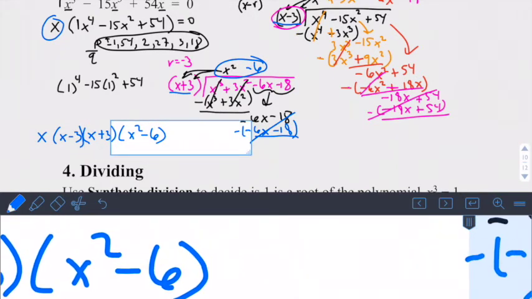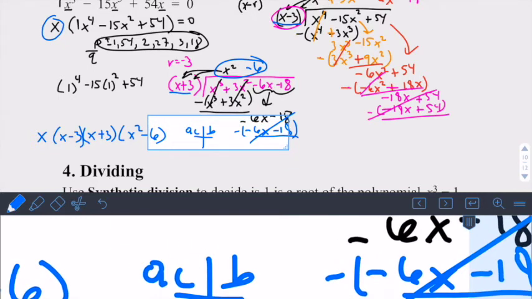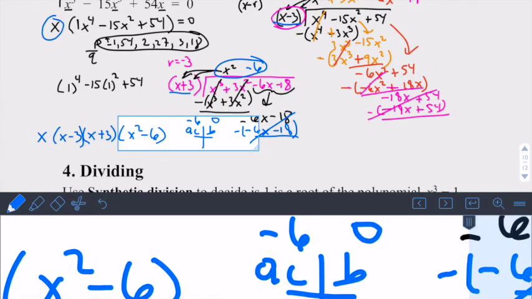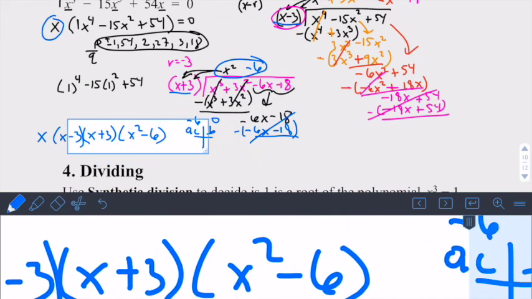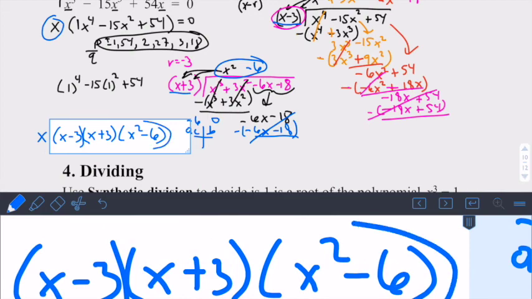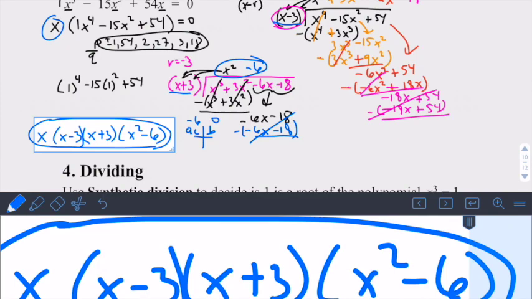Okay, and now I want to try and factor x squared minus 6. Well, if I factor it with my AC and B, my AC, 1 times negative 6, is negative 6, and my B is 0, right? It's not there. Nothing's going to work for that, so I could leave it alone. And this would be completely factored. I know that was a lot of work, but we're putting all of this together.